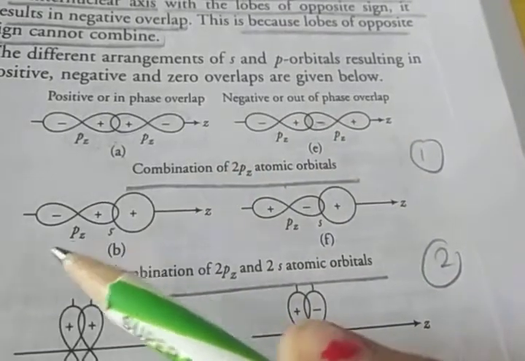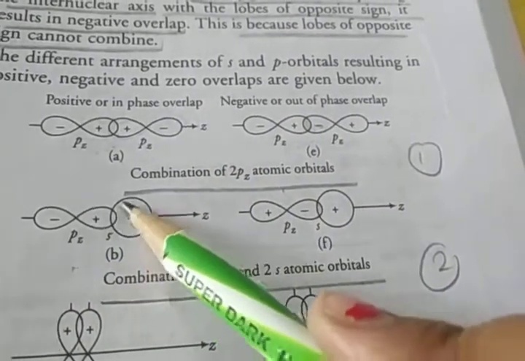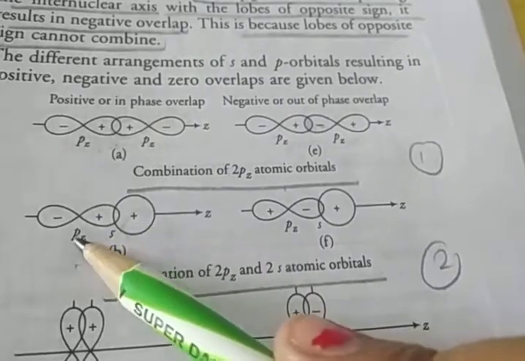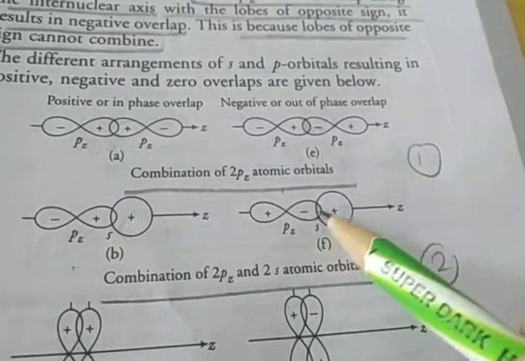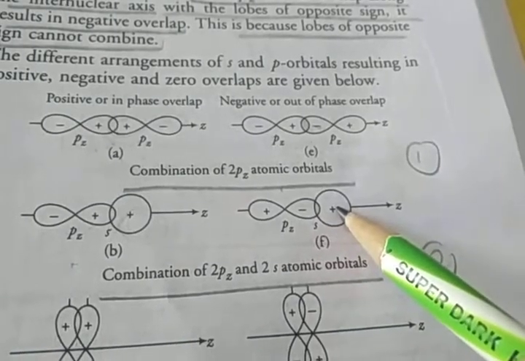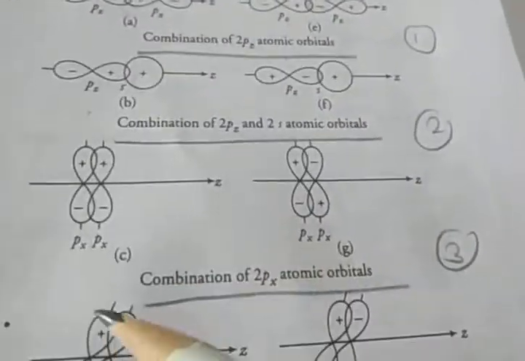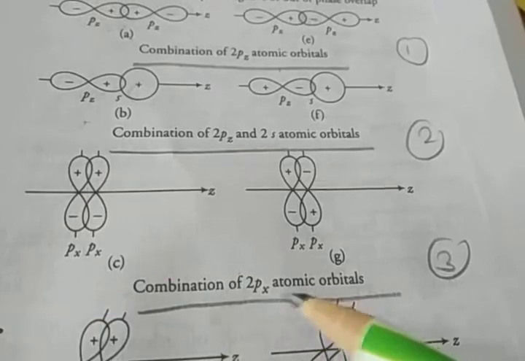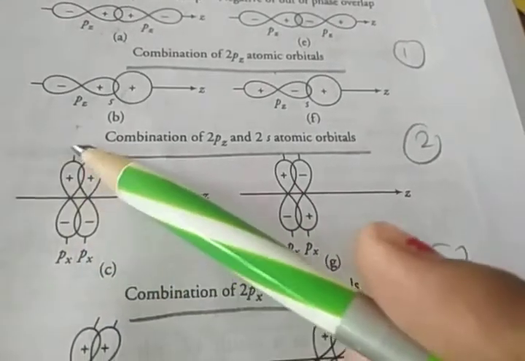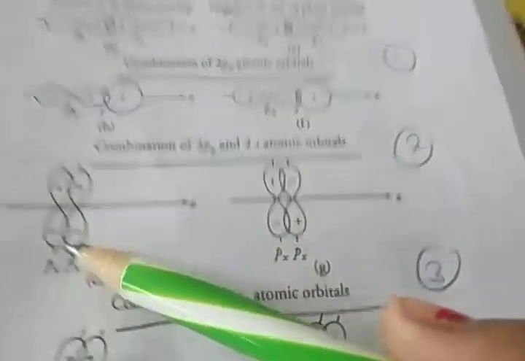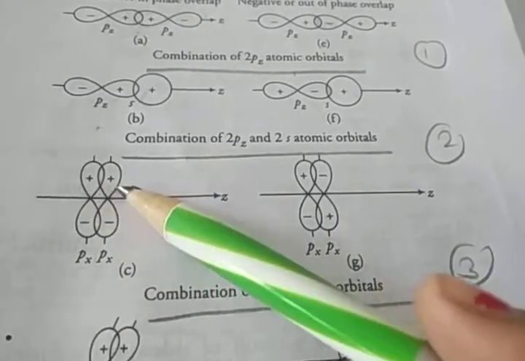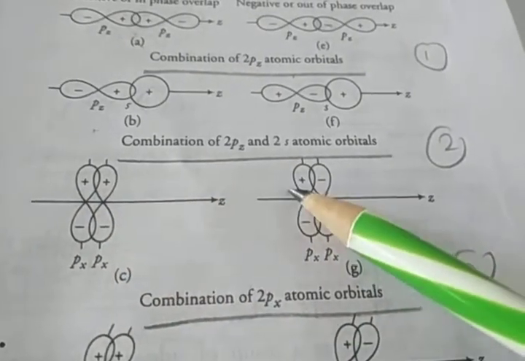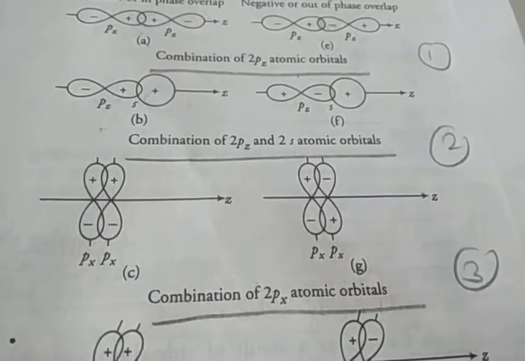Then combination of the 2pz and s. The s shape is spherical and pz is dumbbell shaped. So positive overlap and plus minus, so negative. Okay, then third, combination of the 2px atomic orbitals. The px orbital is horizontal. So to overlap px, plus sign, minus, and this is plus minus plus.